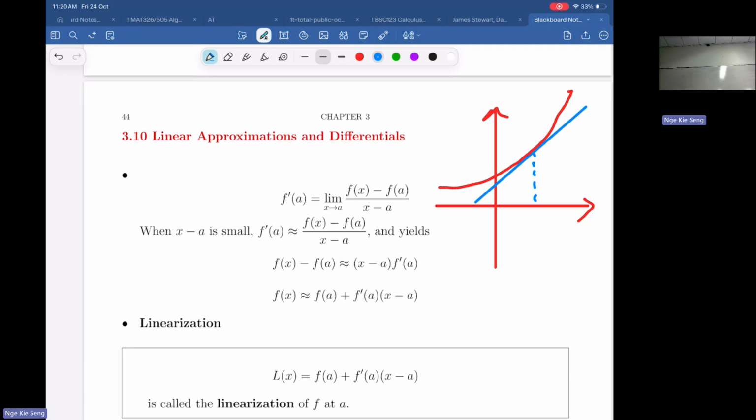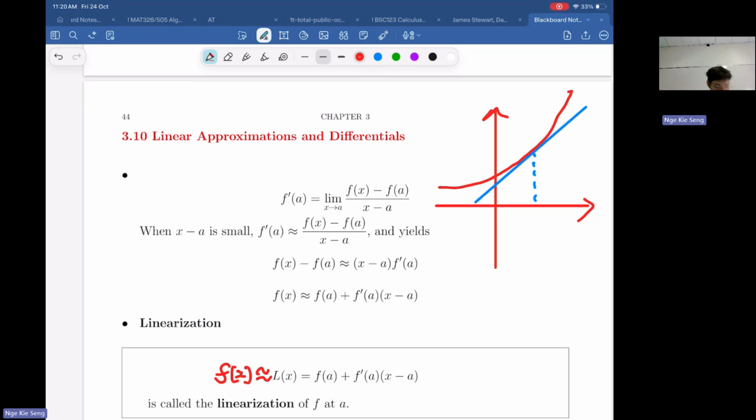Can you see that this approximation here is actually the gradient formula? It's not quite equal because we need to do the limit. But if you take x close enough, this is how you get f(x). And this is what we call a linearization here. It's not quite f(x), but something very close to f(x).